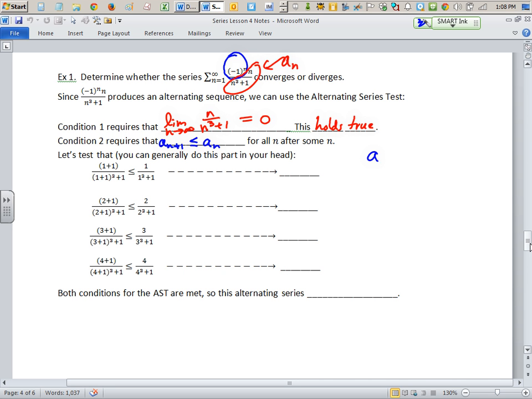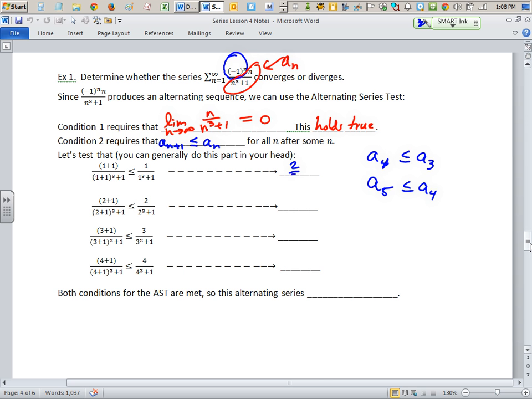For example, a4 should be less than or equal to a3, you see? And a5 should be less than or equal to a4. The terms should be getting smaller. So I wrote out a few of these. You normally just do this part in your head, but I tried plugging in 1 and 1 plus 1, in other words, 1 and 2, and I got the following.